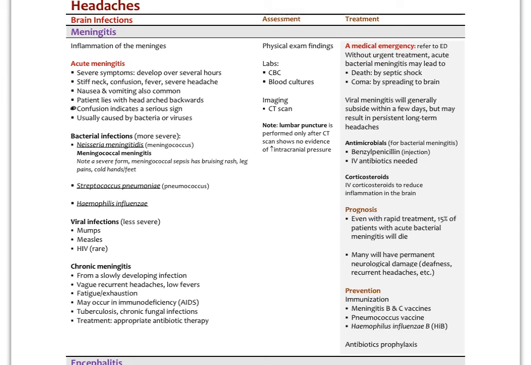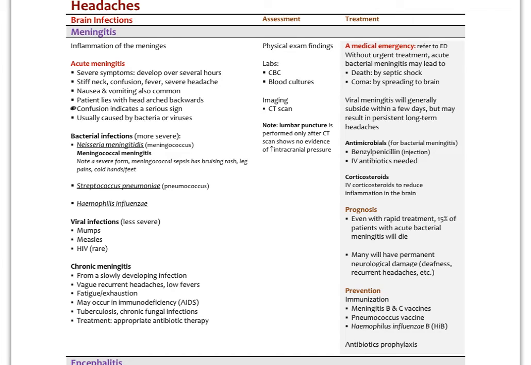The lumbar puncture is only done after a CT scan is done, because if there is increased intracranial pressure, doing a lumbar puncture, you would actually have cerebral spinal fluid just squirting out of the lumbar puncture, and that would decrease the CSF pressure too rapidly. So a CT scan has to be done first to check for any evidence of increased intracranial pressure.